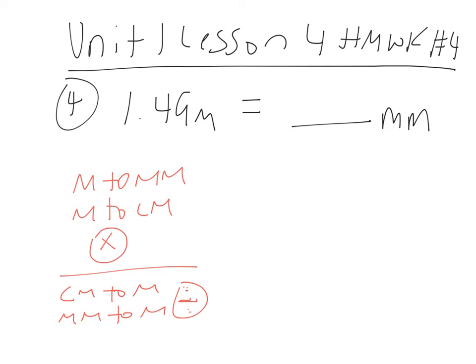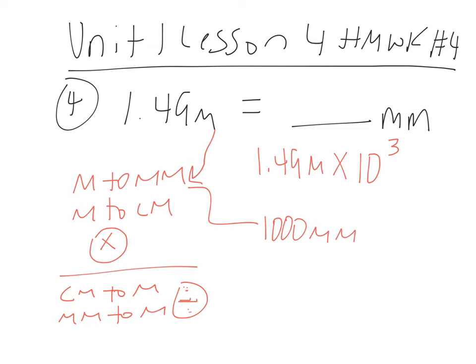Okay, now that we know it is going to be this one right here, we know that we're going to have to multiply. So we take the 1.49 meters and we multiply it using an exponent, because that's what it says to do in the problem. And the exponent is 10 to the third, because there are 1,000 millimeters in 1 meter. And that's 3 zeros, and that's why the exponent is 3.